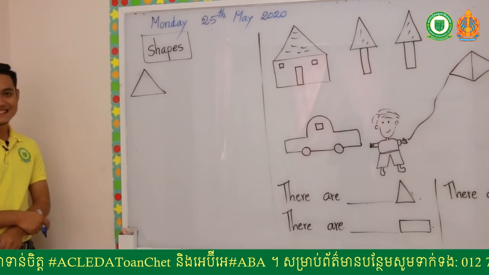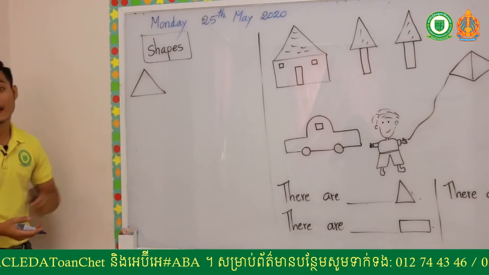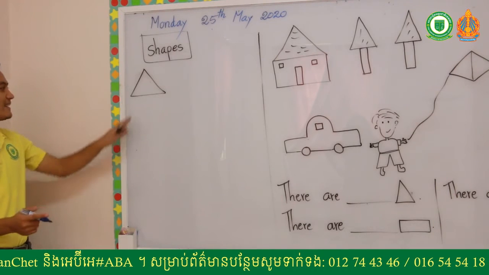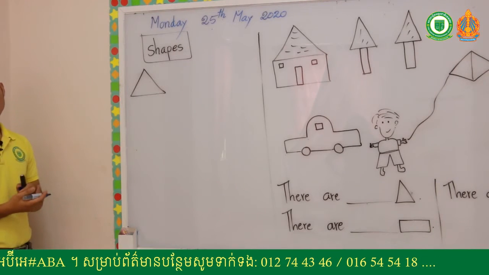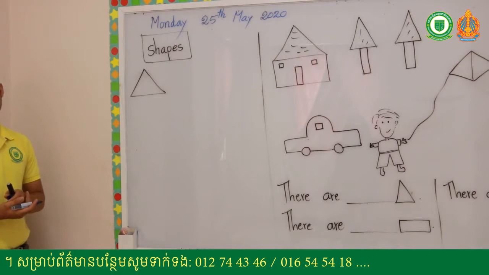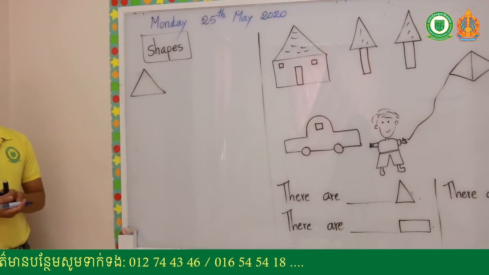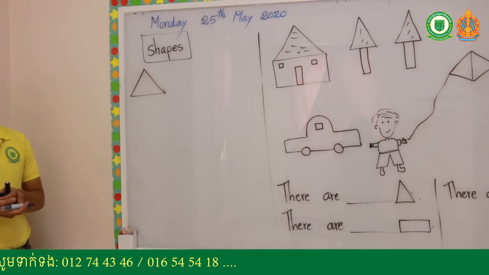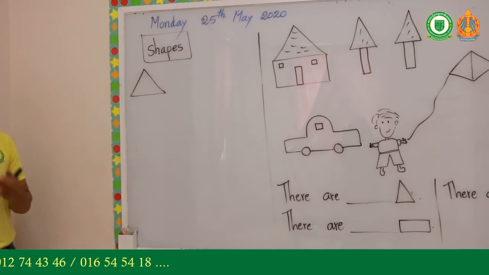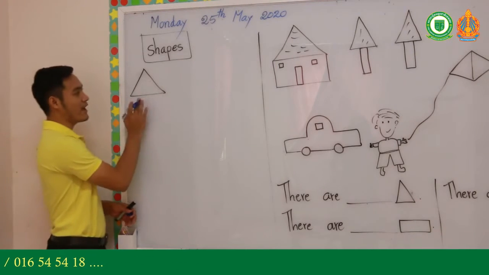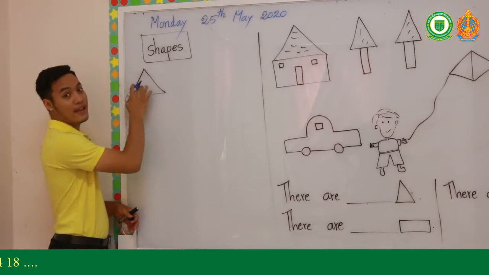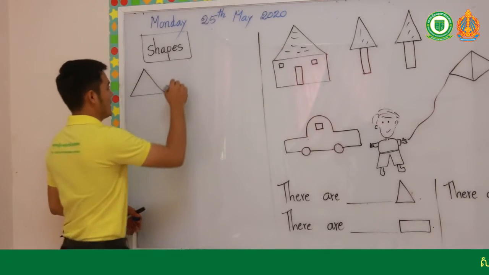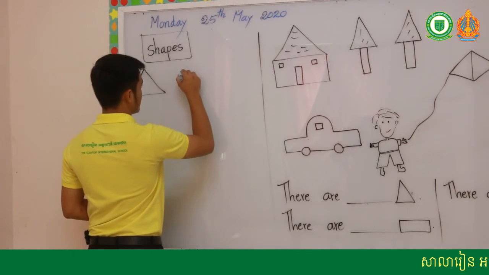So this one is triangle. Everyone read together, triangle. Again, triangle. One more time. Triangle. Good, triangle. So this one is triangle. Nice.